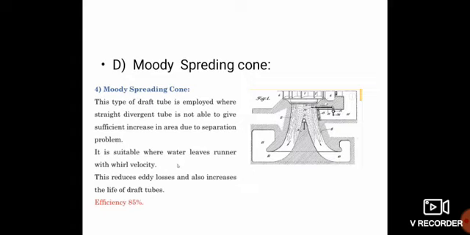Whirl velocity plays an important role while increasing the power of the draft tube. This reduces eddy losses and also increases the life of the draft tube. As we know, the main purpose of the draft tube is to discharge the water easily, so that's why the Moody spreading cone is used. The maximum possible efficiency from this type of tube is 85%.